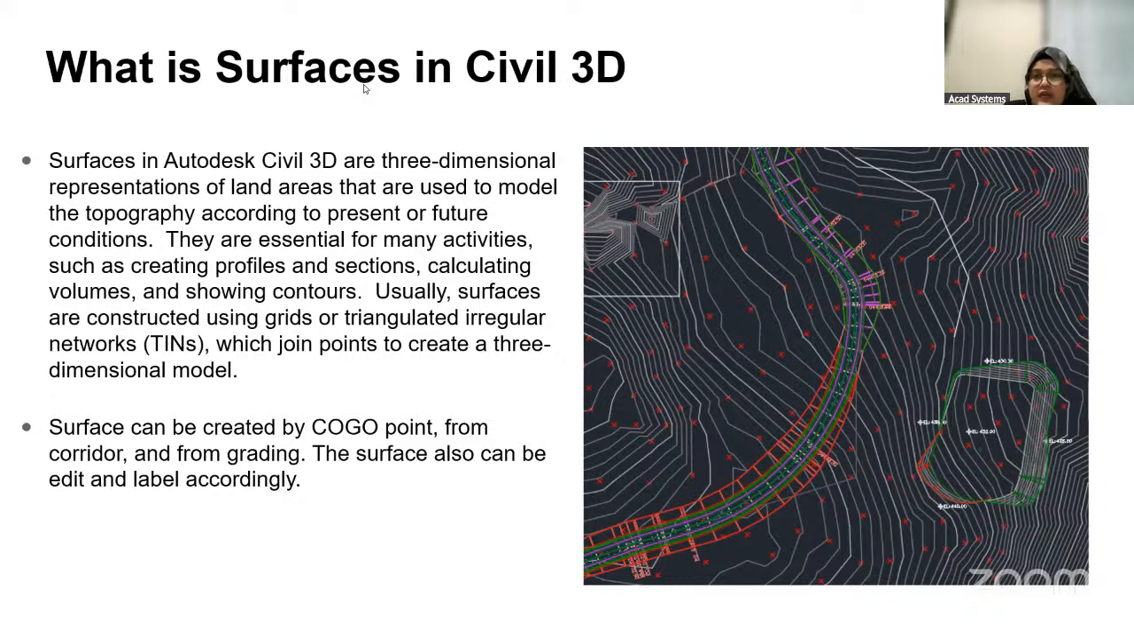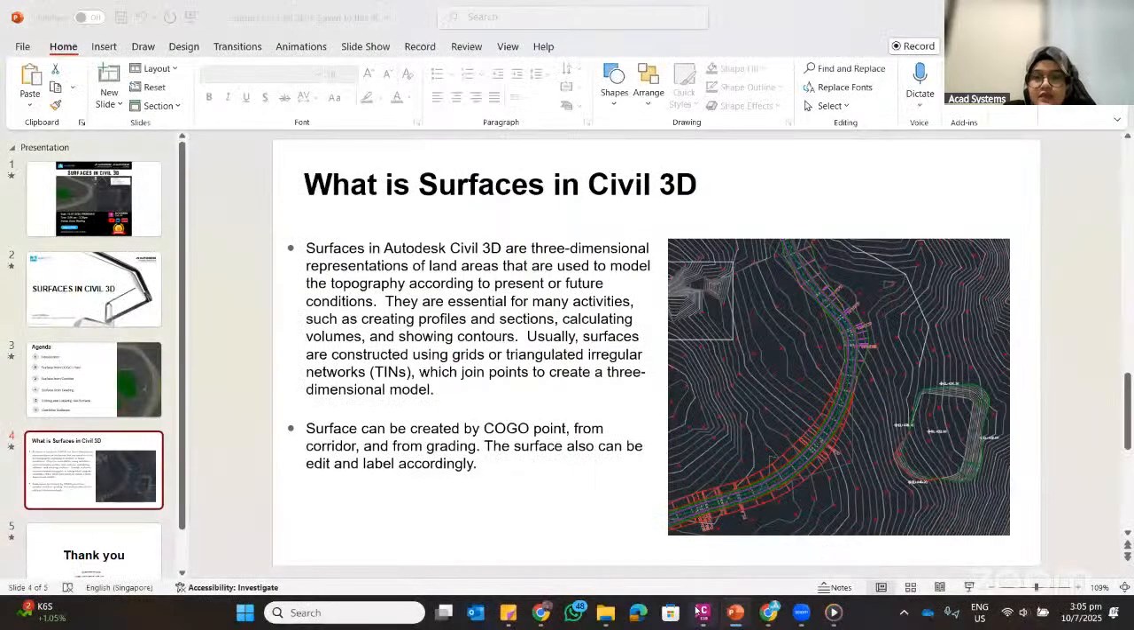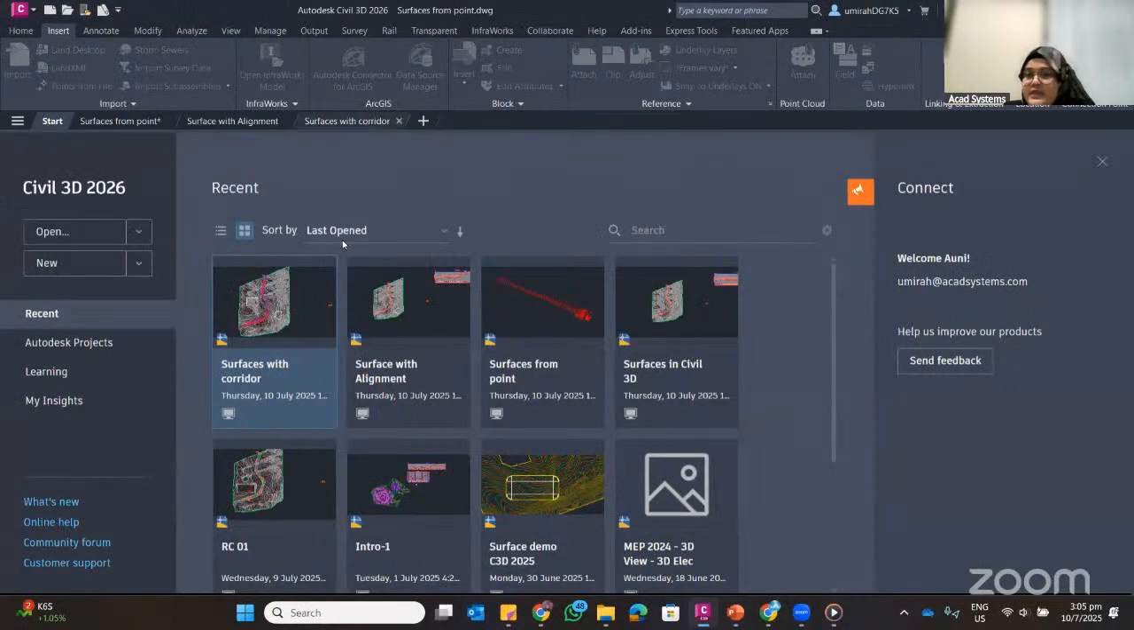So you can see this image. More or less, we will create this kind of surface. So let me go straight to Civil 3D. I already opened my Civil 3D here. First, I'm going to show you how we create these surfaces from points.